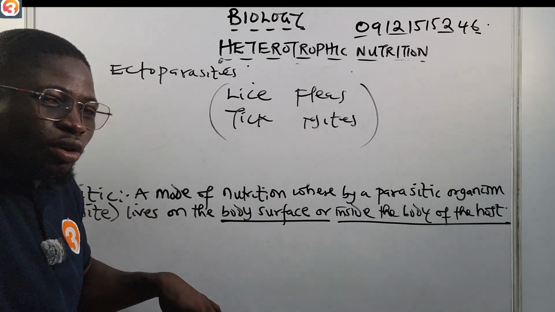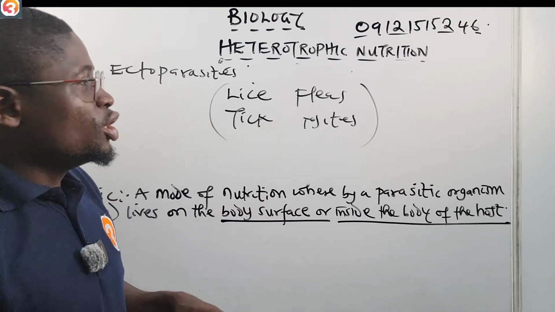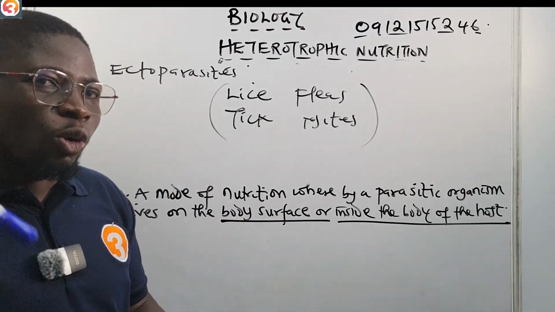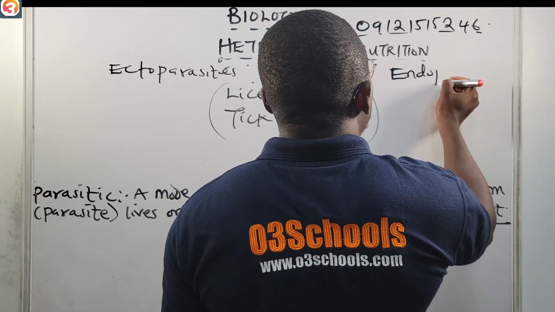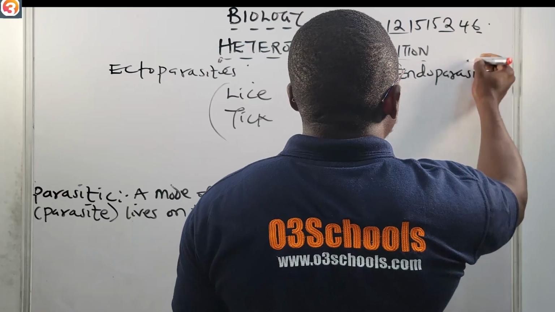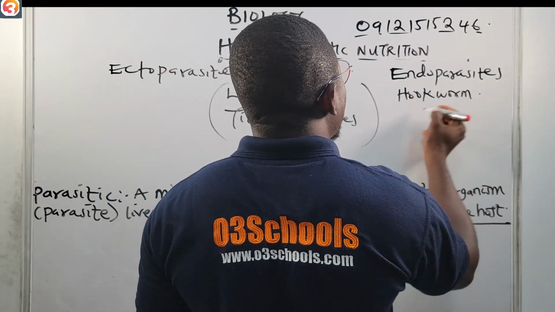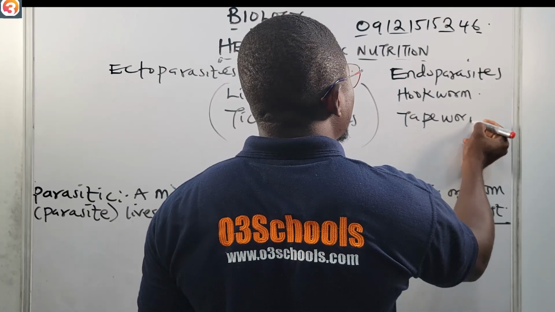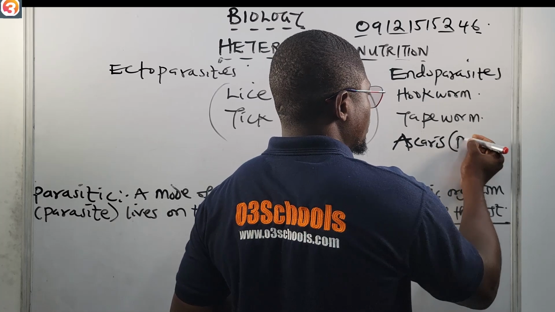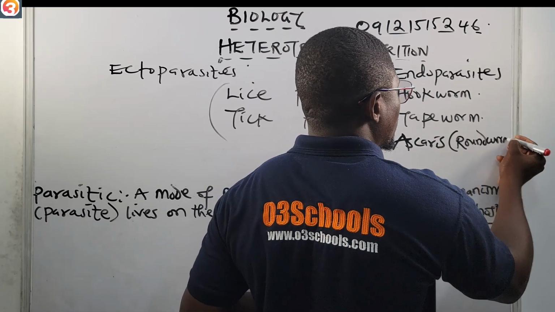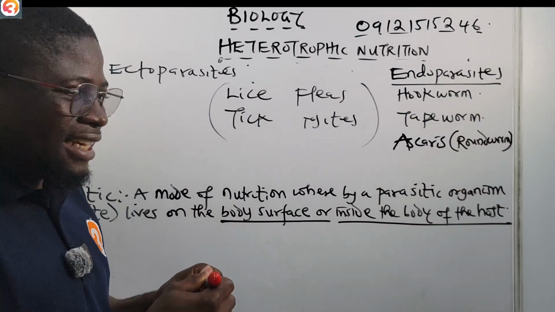These ones are ectoparasites. They live outside the body of the host. They do not live inside. A parasite that lives inside the body of the host is what we call an endoparasite. Examples of endoparasites are hookworm, tapeworm, and Ascaris, which is what we call roundworm.